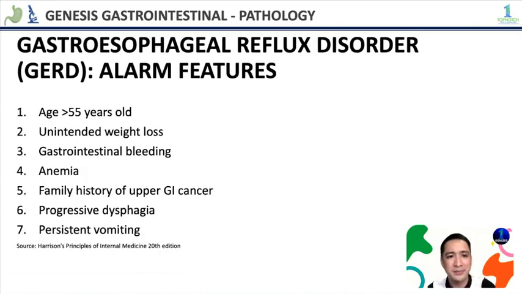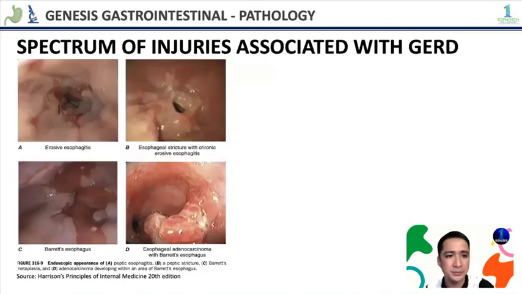All right. So just to add, what are the alarm features for us to add in the GERD spectrum? If the patient is already greater than 55 years old, there is presence of unintended weight loss, GI bleeding, anemia, family history of upper GI cancer, progressive dysphagia, and persistent vomiting. These are considered alarm features for patients manifesting with GERD.